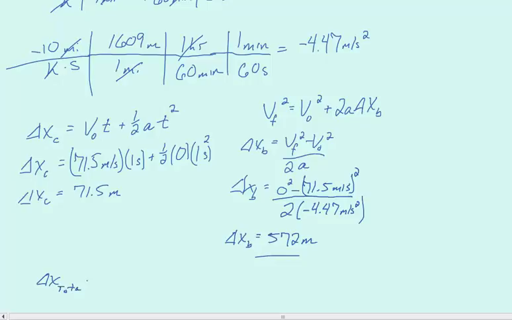And we're asked to solve for the total displacement. So our total displacement will be equal to our displacement when the plane is coasting plus our displacement when the plane is applying its brakes. So we plug in the values. The displacement of the plane while it's coasting was 71.5 meters, plus our displacement when the plane is applying its brakes of 572 meters, is equal to 643.5 meters. So it takes the plane 643.5 meters to come to a complete stop.